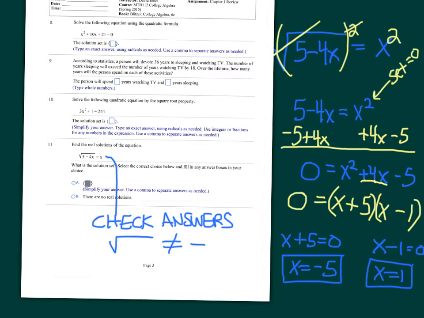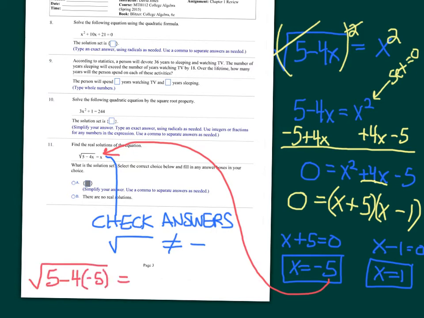And for this one, with these equations with radicals, make sure you check your answers. If we were to plug in negative 5 for x, we would get the square root of 5 minus 4 times negative 5 equals negative 5. And we cannot do that. Our square root has to be positive. That's the one that we're looking for. So it can't be equal to this negative over here. So this is what rules it out. X cannot be negative 5. But if we put the 1 in there, 1 is okay.